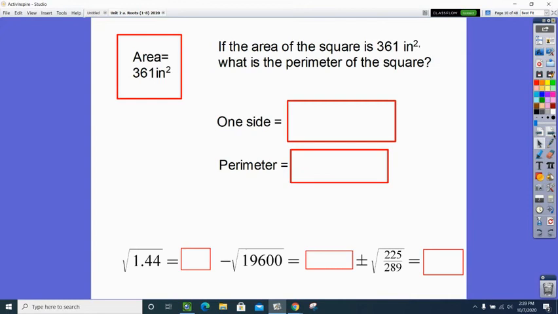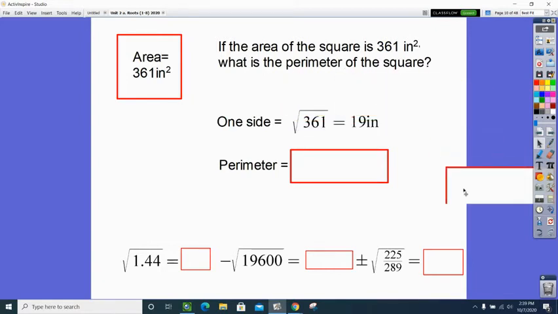Now, I'm not going to talk about the negative because that wouldn't make any sense. You can't have the side of a square be a negative number. So it would be 19, and this time I'm going to put my units in, so it would be 19 inches. But that's not what the question asked. It asked for the perimeter. Do you remember what perimeter is?